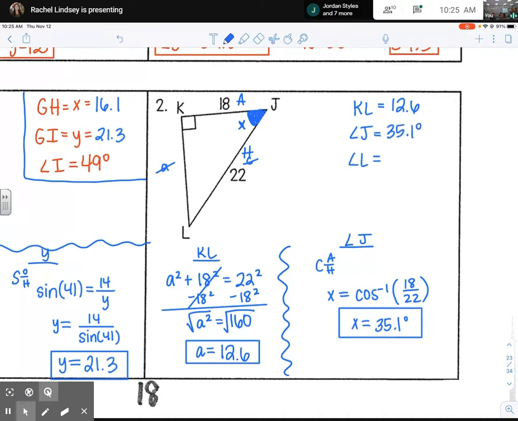And then to find angle K, you will do 90 minus angle L. 90 minus 35.1 will give you 54.9.